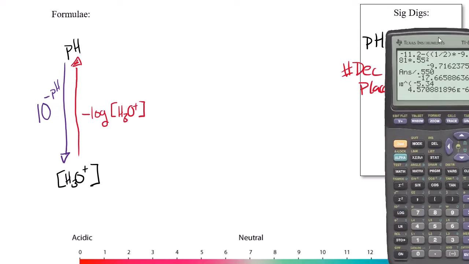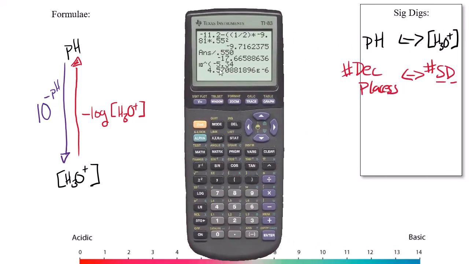And we can check and make sure that that's going to work with the value that I've plugged in here. So if I take the negative log of this, it should give me back my pH of 5.34. So let's try it. Let's take the negative logarithm of my answer. So that's going to type in my 4.57 times 10 to the negative 6. And that gives me back 5.34.